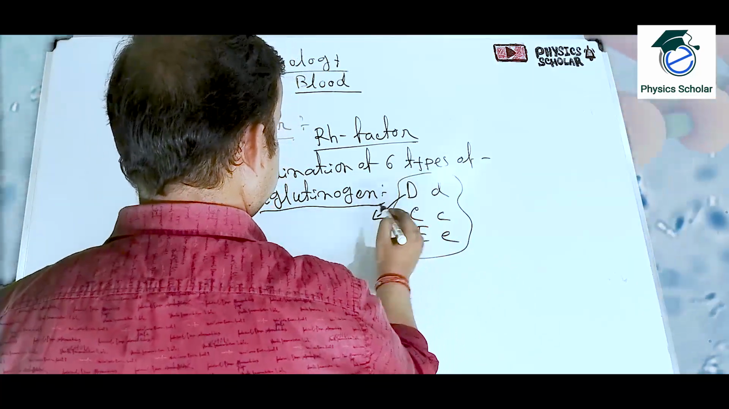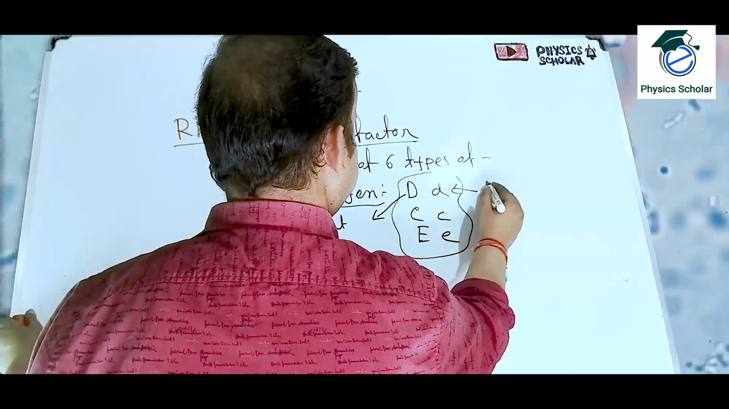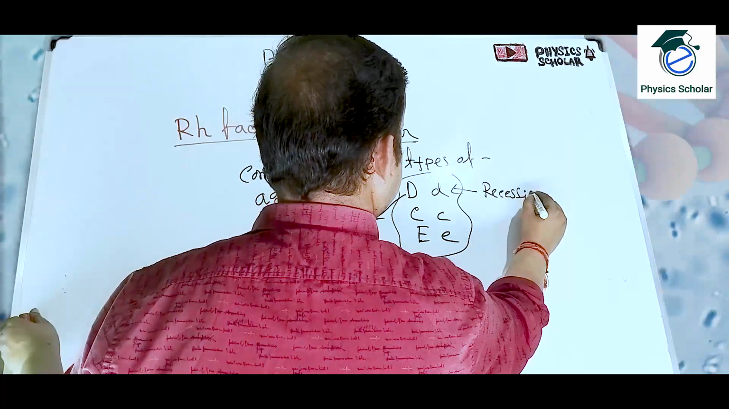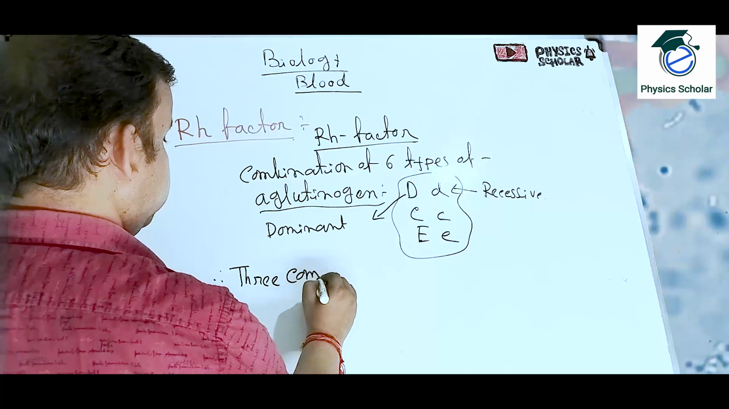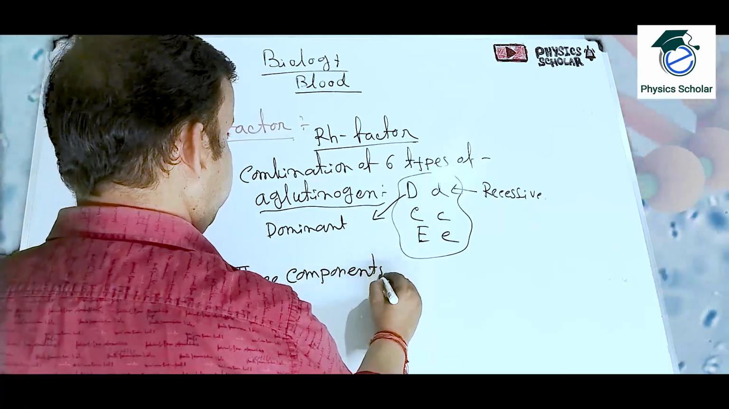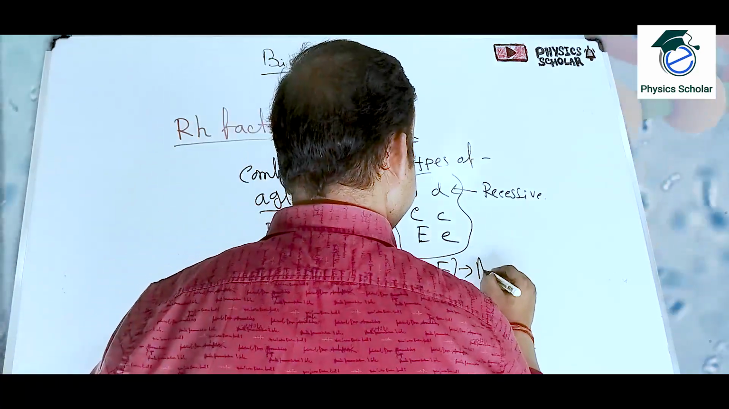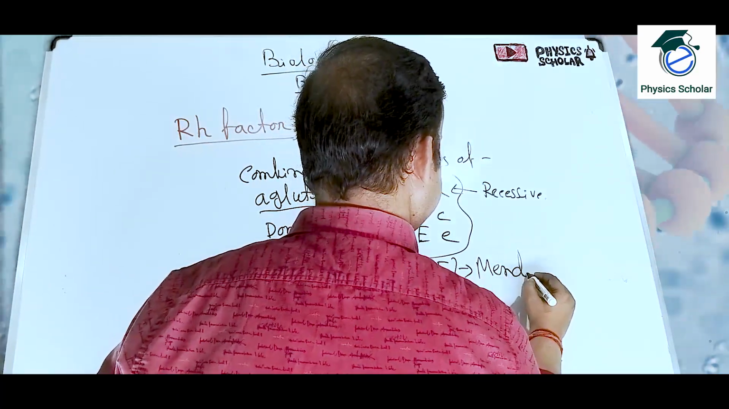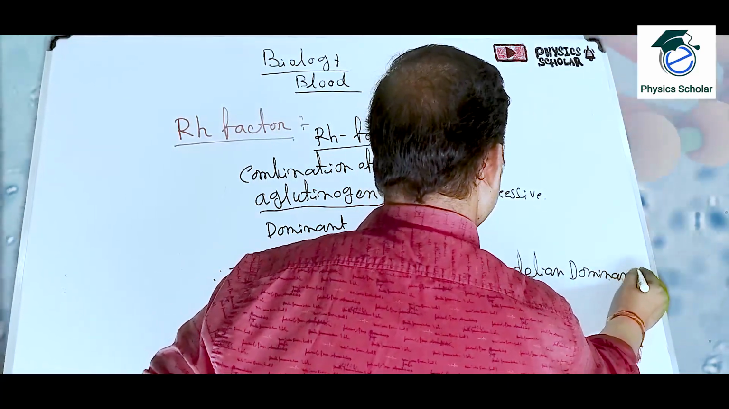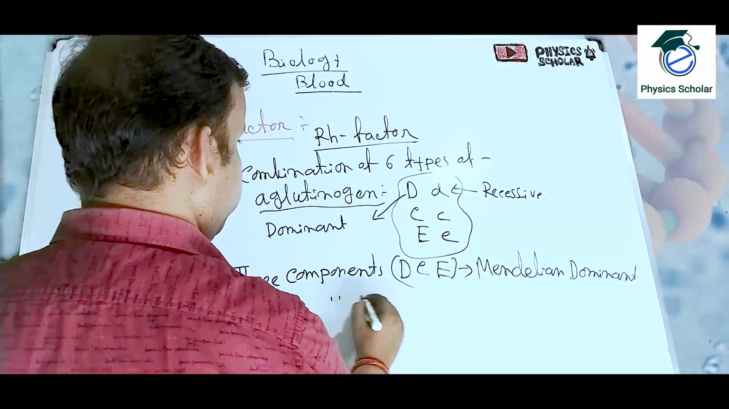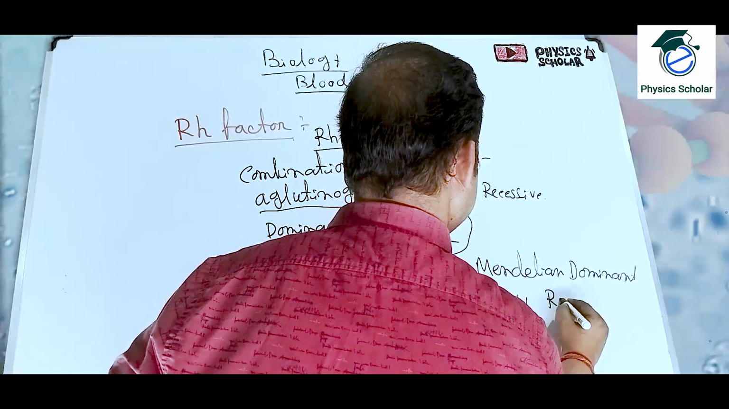So these 6 types of agglutinogen. So this is dominant and this is recessive. So the three components, capital D, capital C, capital E, are known as Mendelian dominant, and the three components what? Small d, small c, small e, are known as Mendelian recessive.